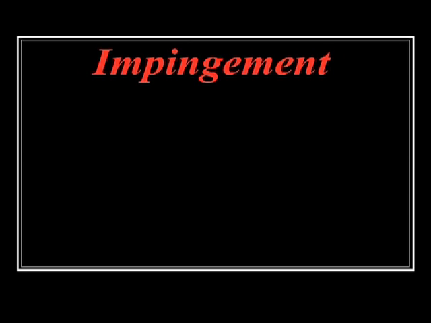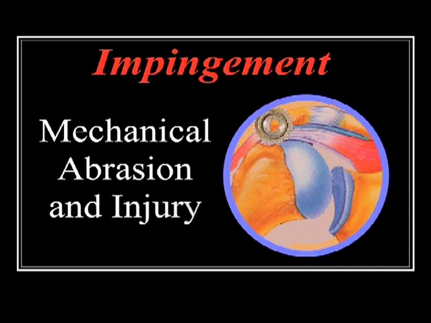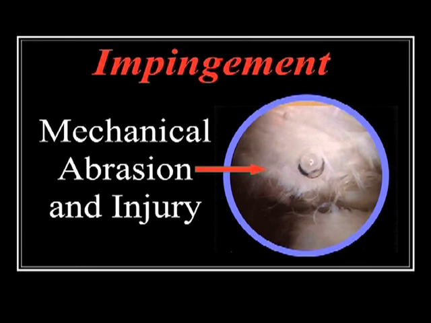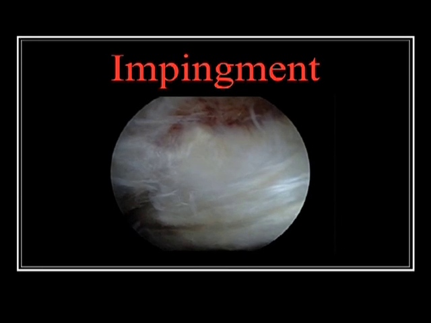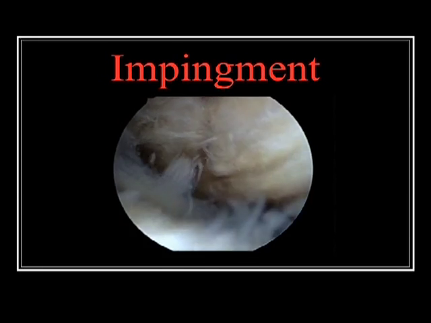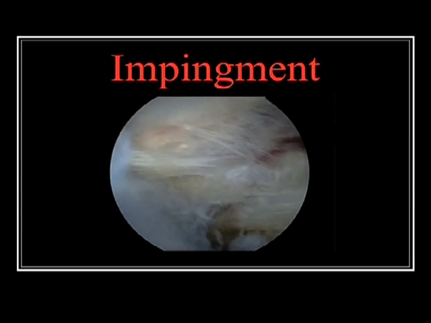On the other hand, repetitive mechanical injury to both the surface of the cuff and acromial roof characterizes severe shoulder impingement and is well documented on this slide. In this video, both tendon surfaces and roof are abraded, roughened, and frayed, confirming the diagnosis of impingement.